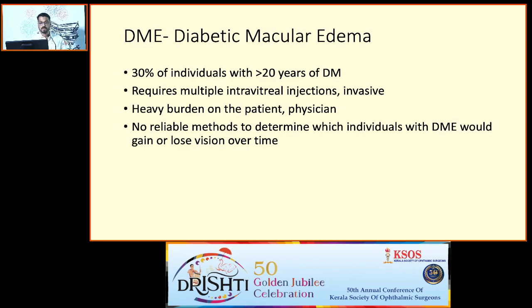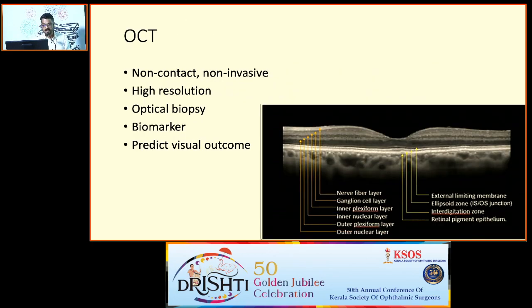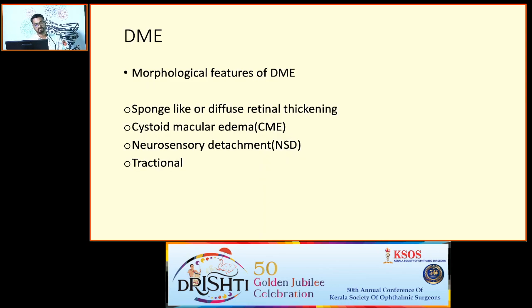So, what are biomarkers? A biomarker refers to a broad subcategory of medical science that objectively indicates the state of health and well-being of an individual. These can be anatomical, biochemical, molecular parameters, or imaging features. They are useful in diagnosis, disease progression, or predicting and monitoring effects of therapeutic interventions. OCT, as we all know, with the advancements in technology, is like an optical biopsy. It's a very useful biomarker which can predict visual outcome in these cases.